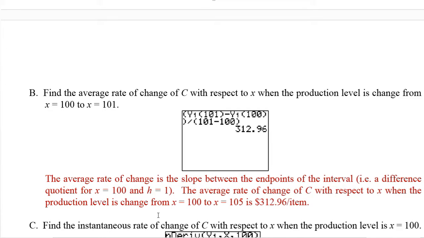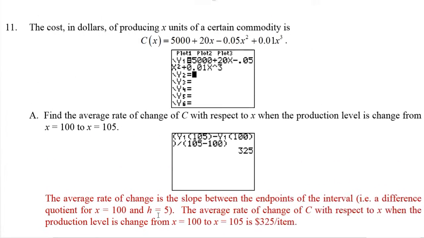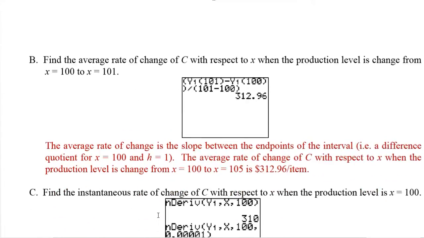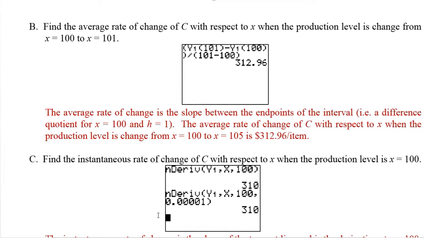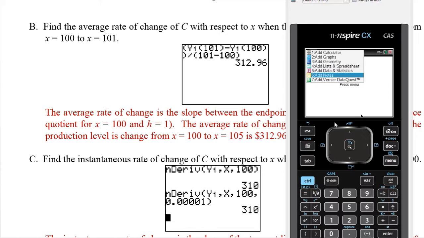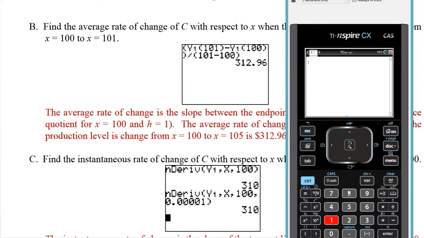If we want to find the instantaneous rate of change, one way we could approximate it, rather than doing just difference quotients, we could do symmetric difference quotients, and we could get that on the calculator by doing numerical derivative of y1 with respect to x at 100. Here's how we can do this on a TI Inspire. We can do the numerical derivative this way.